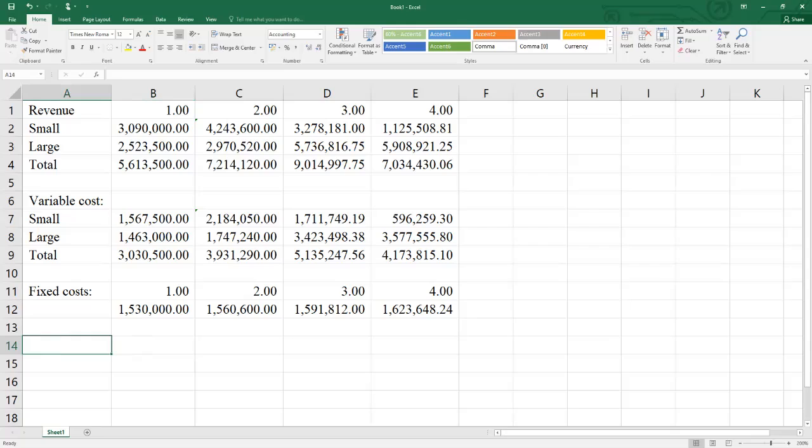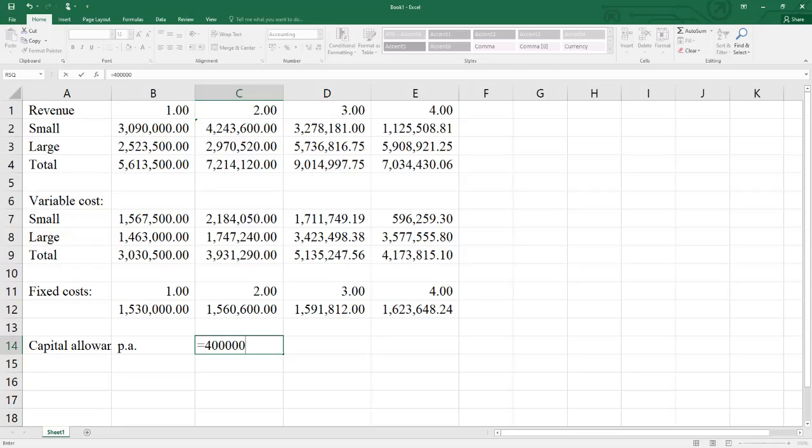So, tax depreciation, capital allowances. What are we going to call them? We call it capital allowances per year, so per annum. It would be equal to the cost of the asset. The cost of this project is equal to 4 million. Therefore, 4 million, divided by the number of years. The number of years is 4, so divide by 4.